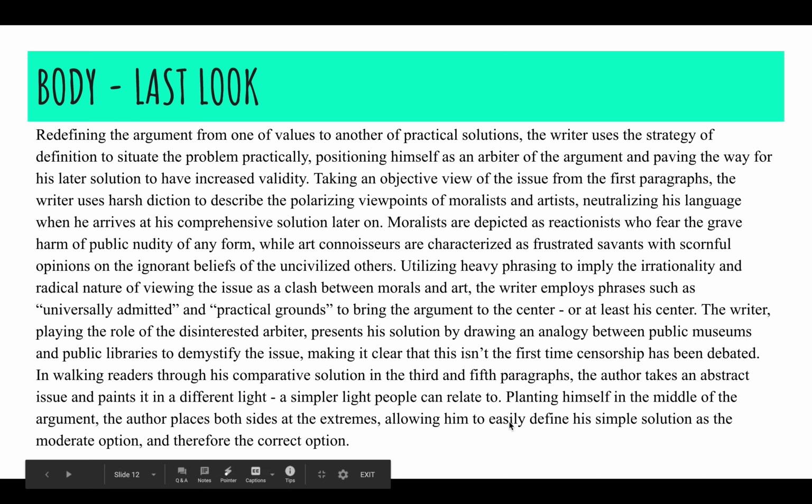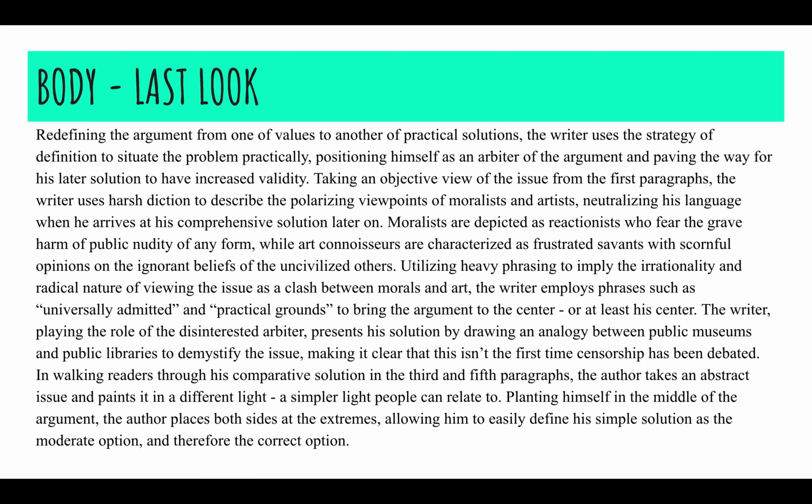All right, here's the body paragraph. Take a last look at it. Pause the video if you want. Read it again. This is how to write the perfect body paragraph. Okay.